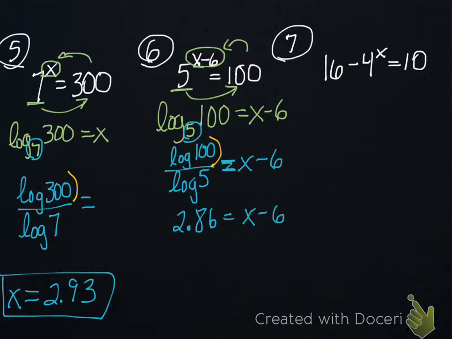How do we get x by itself? Yeah, this is just good old-fashioned add, subtract. We add that 6 to the other side, and we get x equals 8.86.